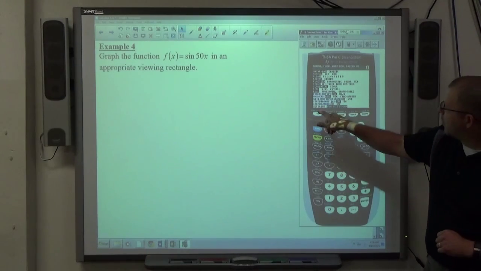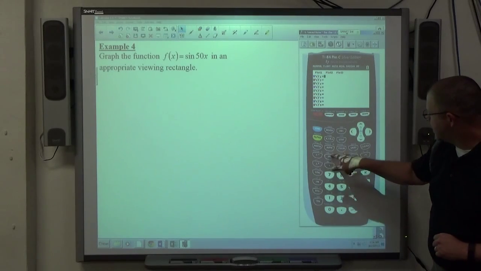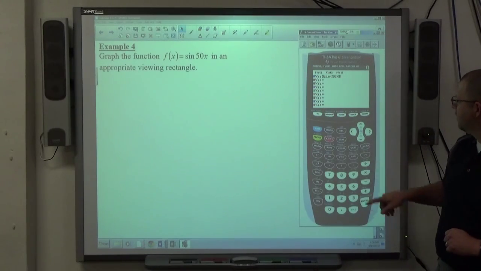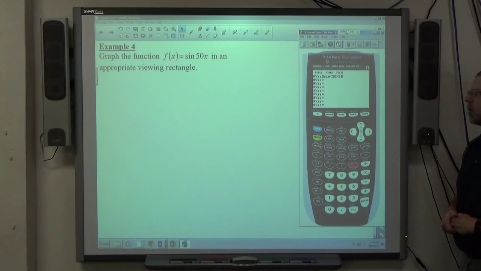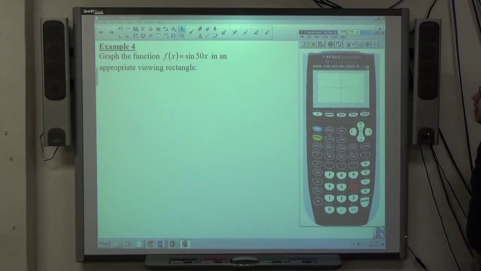All right, so go back to y equals, we're all in radians. And I'm going to graph sine of 50x. Sine 50x. All right, and where do we start? You don't know. So, standard viewing window, right? So zoom 6. This should be fun.